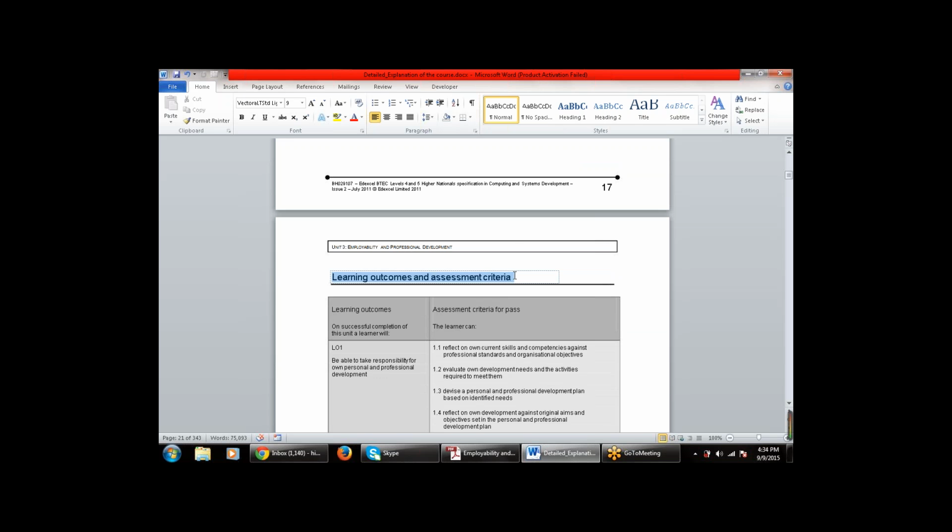Then next is the learning outcomes and the assessment criteria. That is, what are the learning outcomes, and what are the various learning criteria that are available with the learning outcomes.